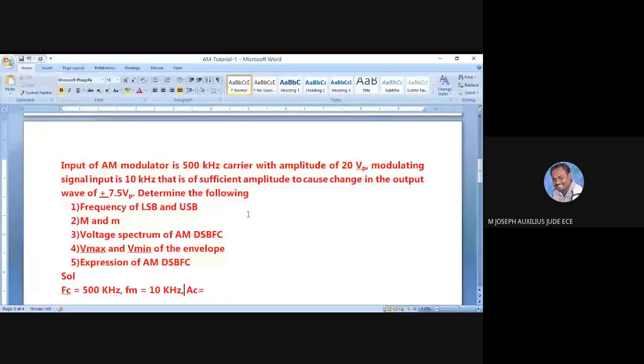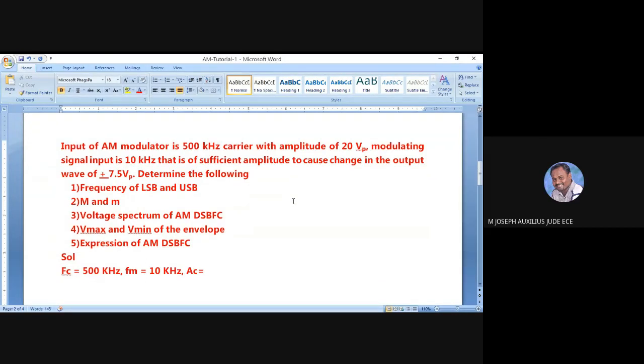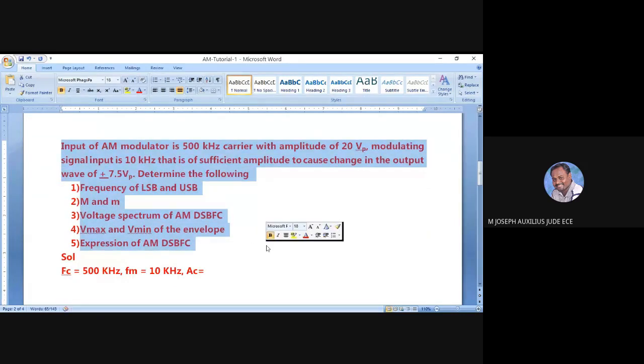First or second? The input of a modulator is 500 kilohertz, so that part is visible. Is the second problem displaying or the first problem? So the input of the AM modulator is 500 kilohertz. Yeah. Right. Okay. So I can give 2 more minutes. Kindly please write the question.